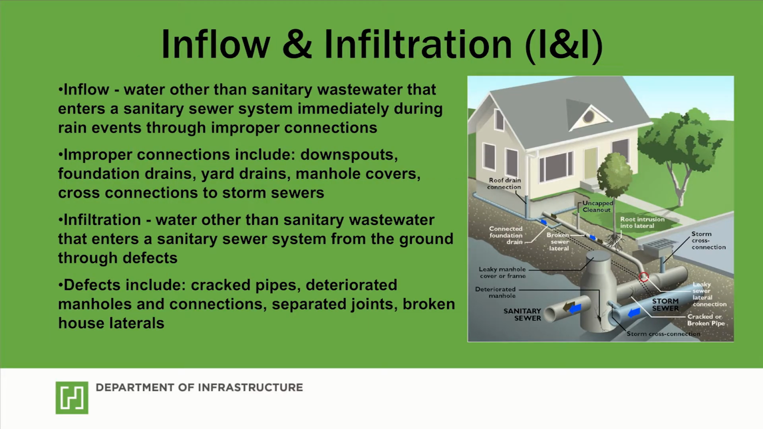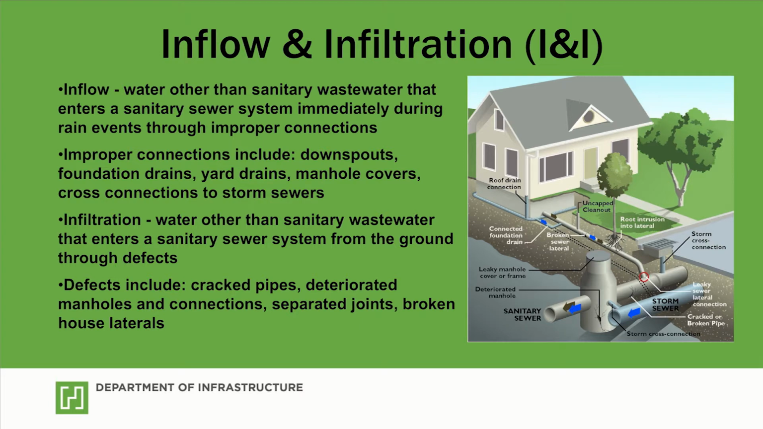Inflow and infiltration, what we're talking about now, is what gets into the sanitary sewer system that shouldn't be there. Inflow is water other than the wastewater that enters the sanitary system immediately during a rain event, typically through a direct connection, through improper connections, such as downspouts or yard drains, those kinds of things that should be going to the storm sewer system. But prior to, say, the 1960s, a lot of times there wasn't a requirement and it was tied into the sanitary system, or just perhaps more recently somebody didn't know better.